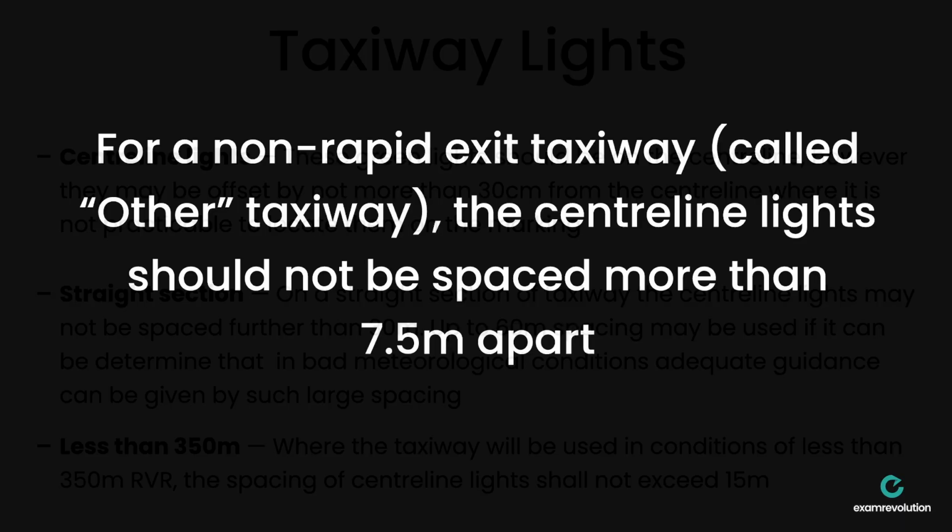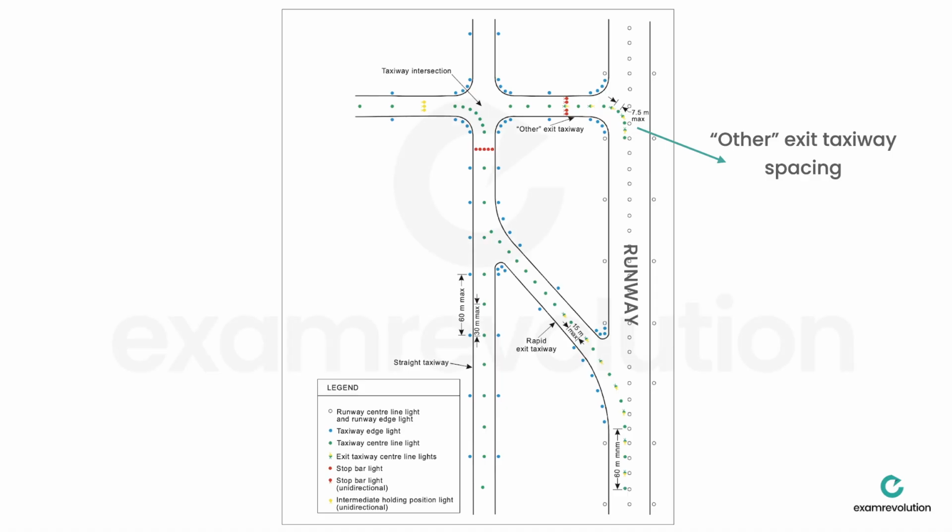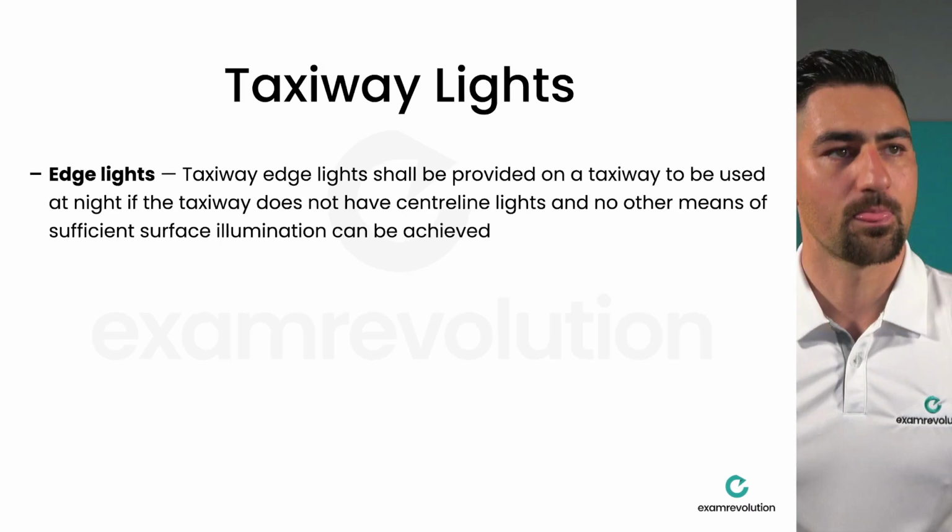The centerline lights should not be spaced more than 7.5 meters apart. I think I mentioned this earlier. That's called an other exit taxiway, so it's a non-rapid exit taxiway basically. You can see they're not allowed to space those lights further than 7.5 meters apart, obviously just because the turn is so sharp.